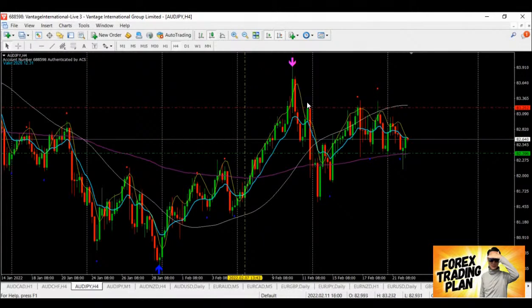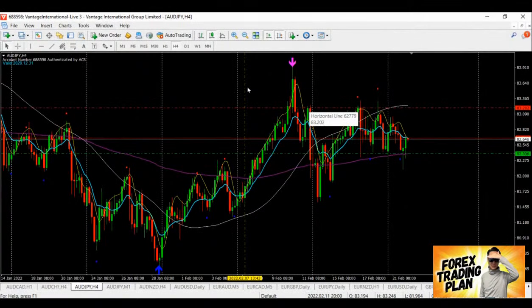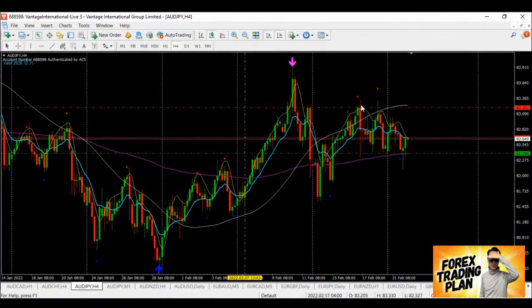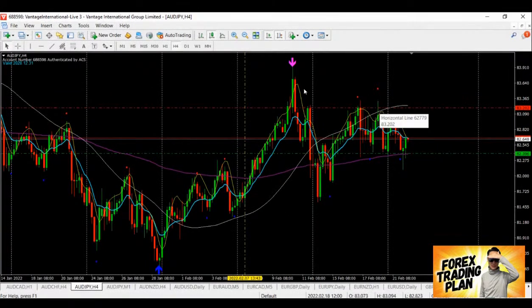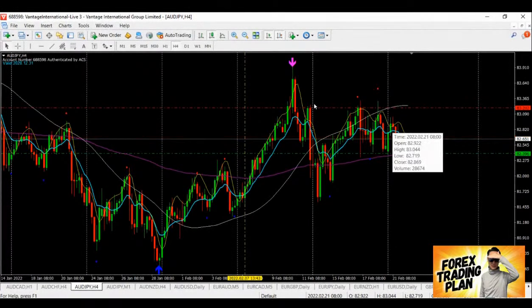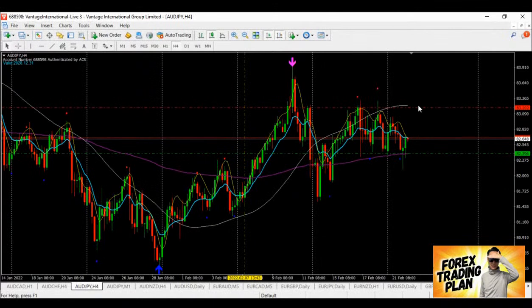Remember, there's always a time where it sets up a new resistance, and this is the new resistance. Over here, the new resistance is being tested the first time, and tested the second time. And now after the second time, it starts to move downwards as a lower high. So it's a lower resistance now, moving downwards.